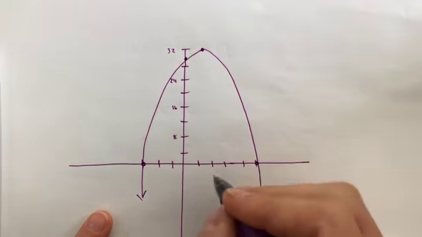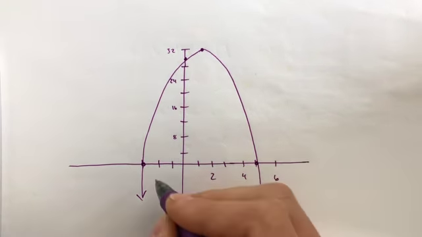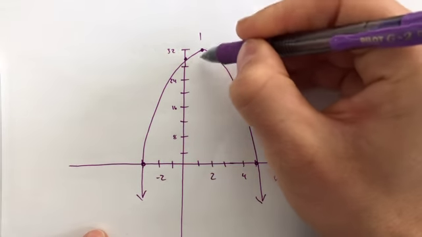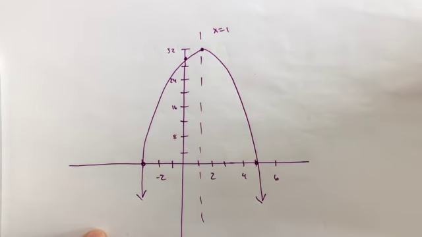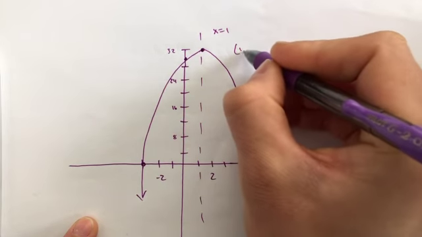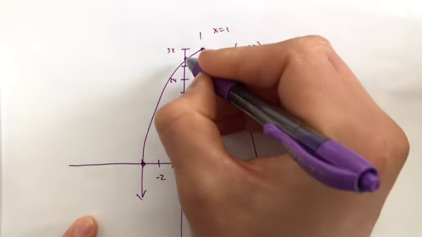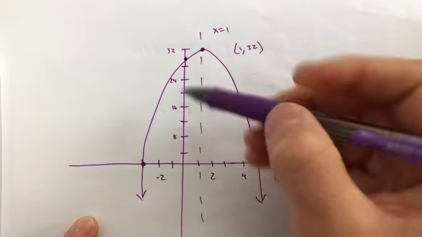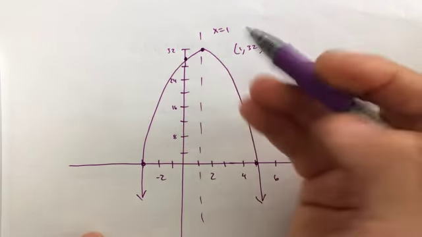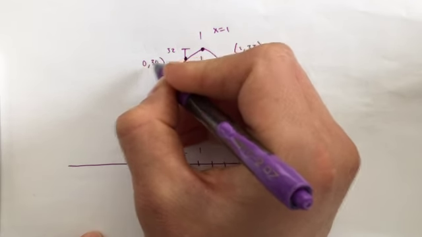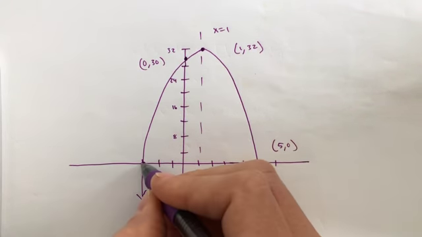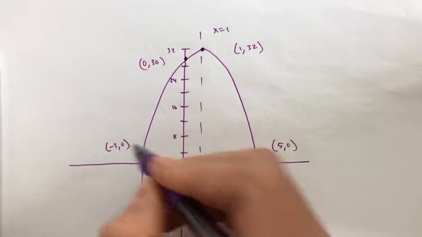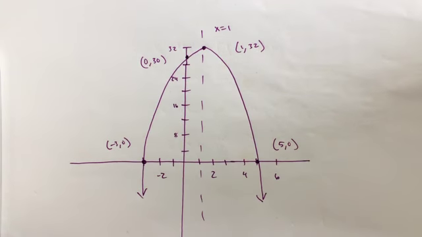So one thing we can see is that the axis of symmetry is x equals 1. We can also see that the vertex right here is at (1, 32). I counted these by 4s, so 24, 28, 32. We can see the y-intercept is (0, 30). We can see an x-intercept here at (5, 0), and an x-intercept here at (-3, 0). So those are some of the easiest things to see.